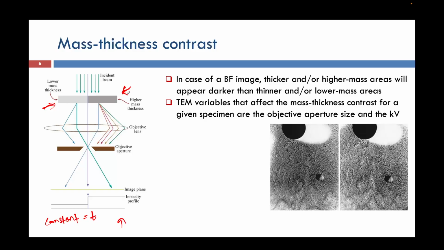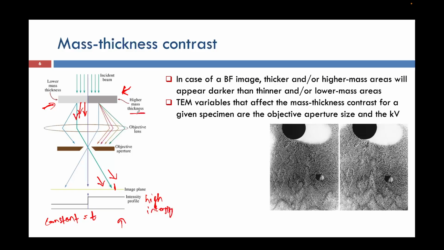Since there is lower mass thickness, it will not be able to scatter more electrons. That means more and more electrons will come straight, and with the help of the objective lens and objective aperture we will be able to get more intensity on this side. That is why you can see the intensity is high on this side, because more electrons are not getting scattered, and rather they are getting focused in the image plane by the objective aperture.